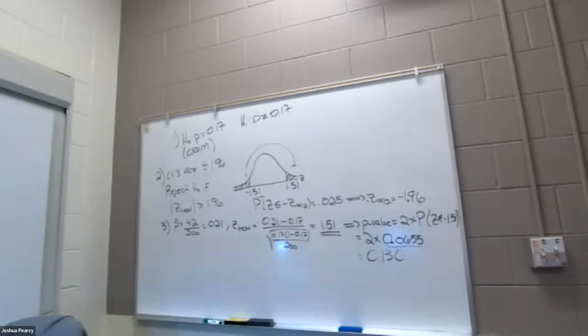Okay, so that'll just be by the sign of the alternative hypothesis here. In this case, it was that P is less than this. So we're just looking at a left-tailed test.